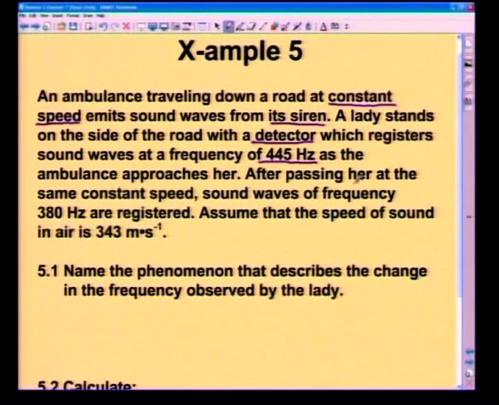Now, after passing her at the same constant speed, we are not told what this speed is, sound waves of frequency 380 hertz are registered. So the frequency has reduced here. Assume that the speed of sound in air is 343, so we're going to use 343 meters per second for the speed of sound in this question.